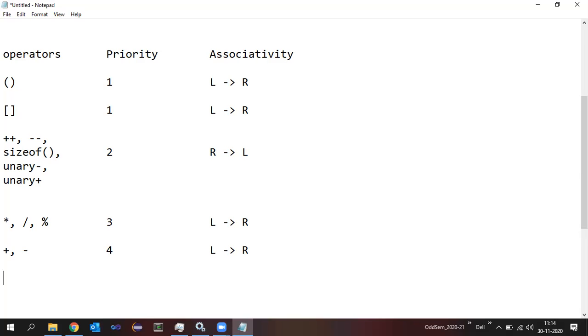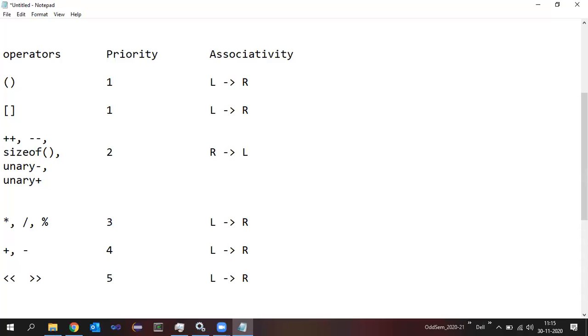Then next we have the logical operators. Sorry, not logical operators; before that, we get the bitwise operators, the left shift operator and right shift operator. Theoretically, we have just studied that these two are the bitwise operators. Two less-than symbols mean left shift and two greater-than symbols mean right shift. If they are used, then the priority is 5, and they are also performed from left to right.